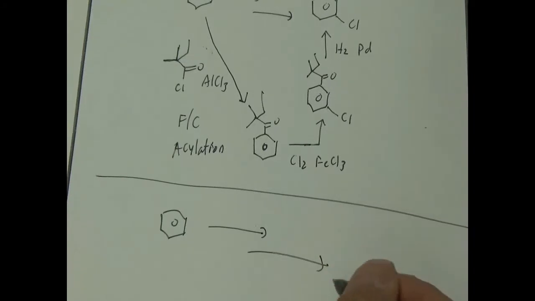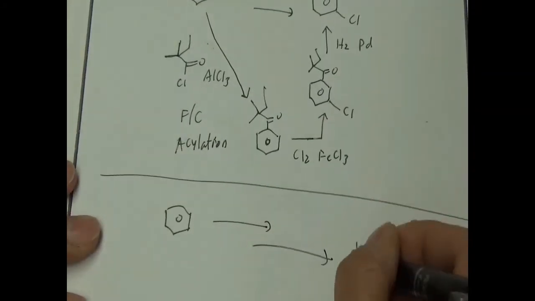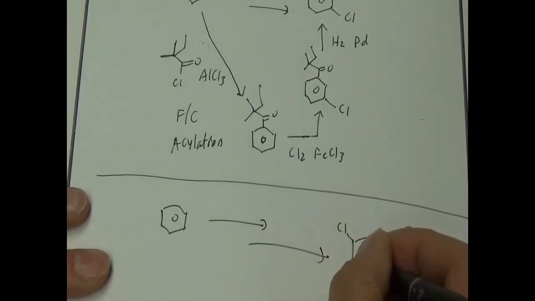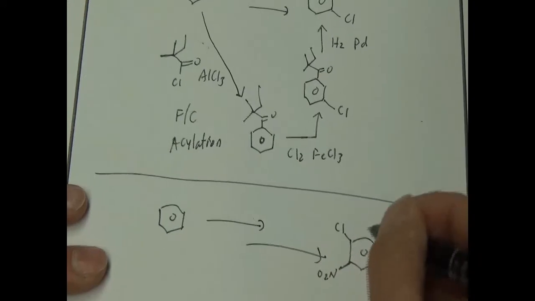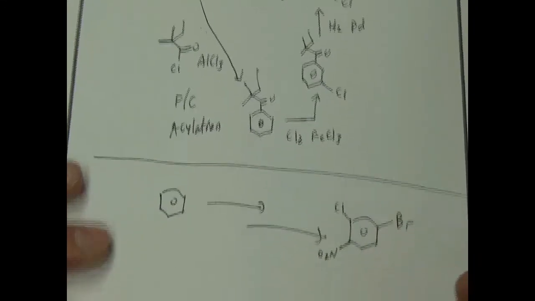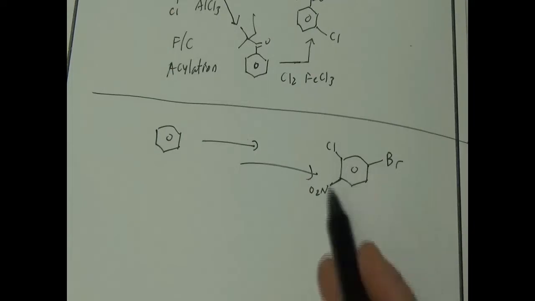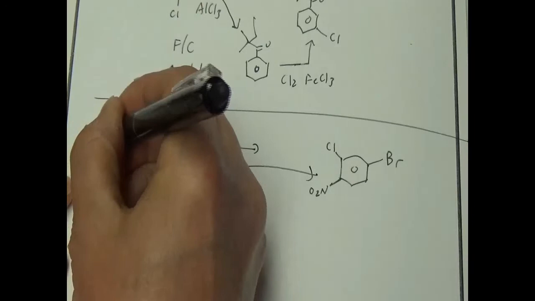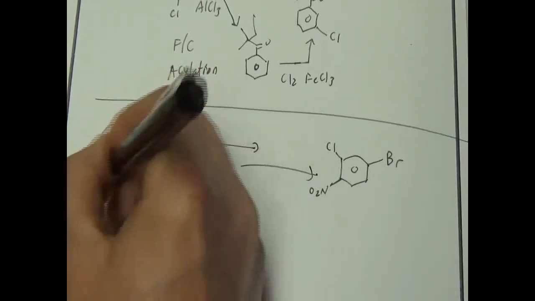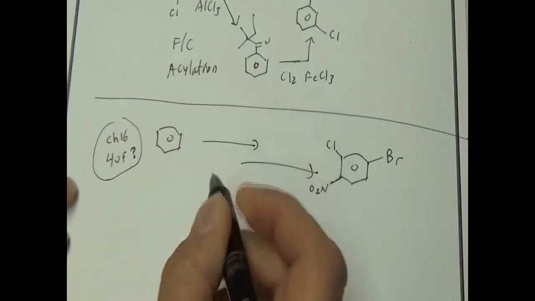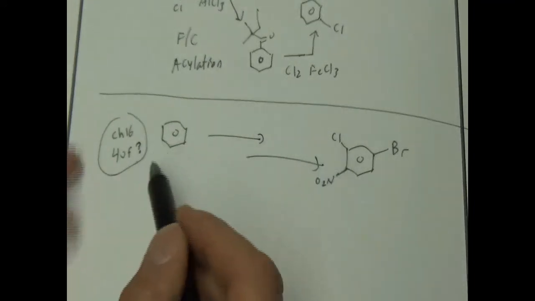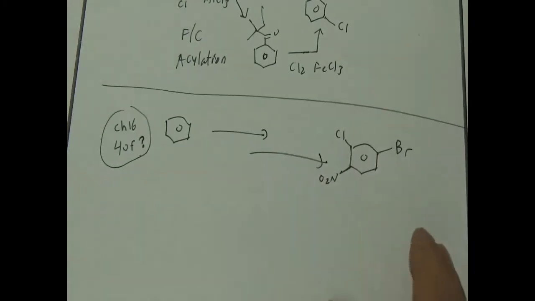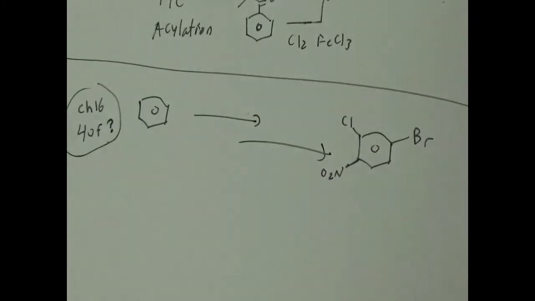I think this is one of the homework problems. Let's find it. Chlorine, O2N, bromine. Okay, chlorine, nitro, bromine. I think it's 40F, chapter 16. I'm not totally sure. One of the problems has a whole bunch of synthesis examples, and you can definitely try them, and I'd recommend practicing these a bit. So this is a moderately challenging one.